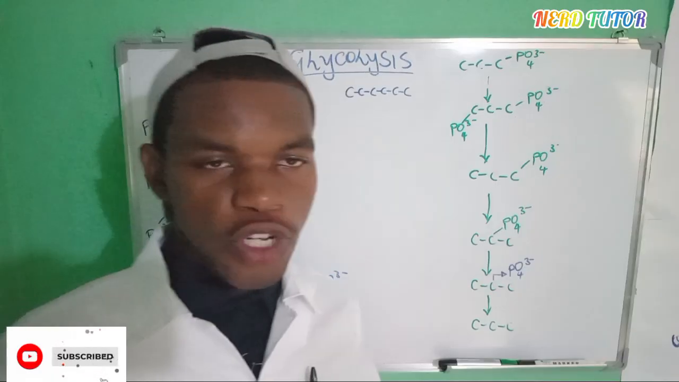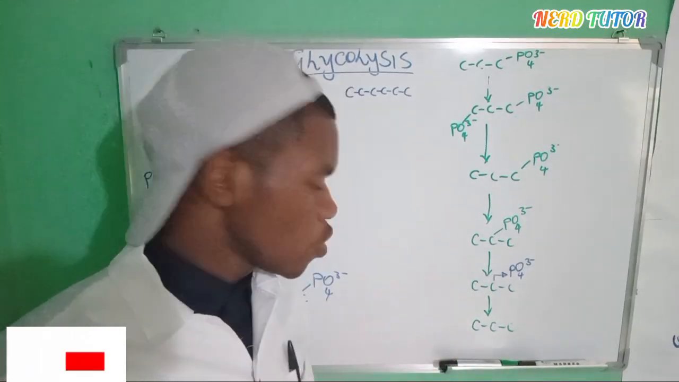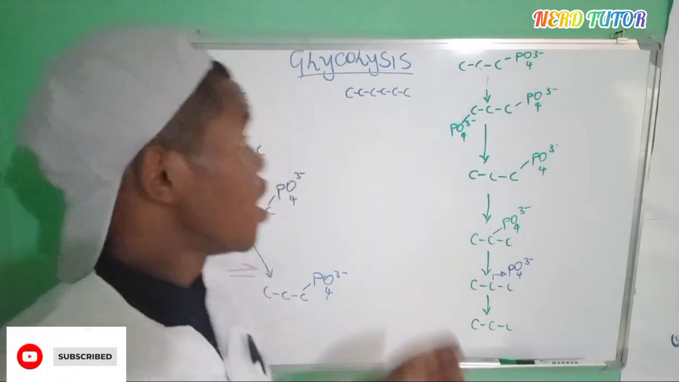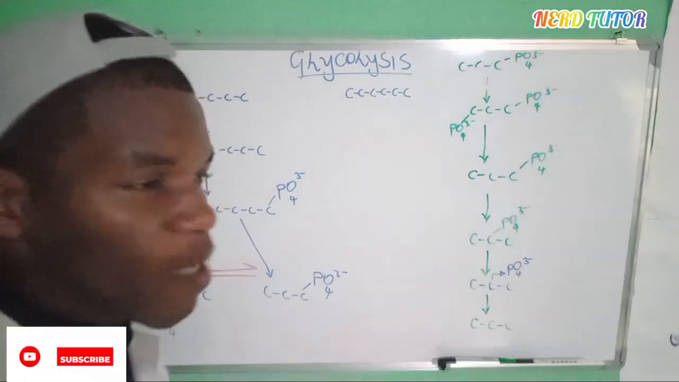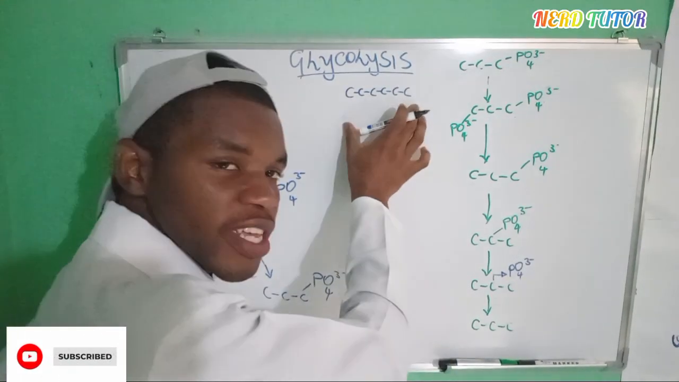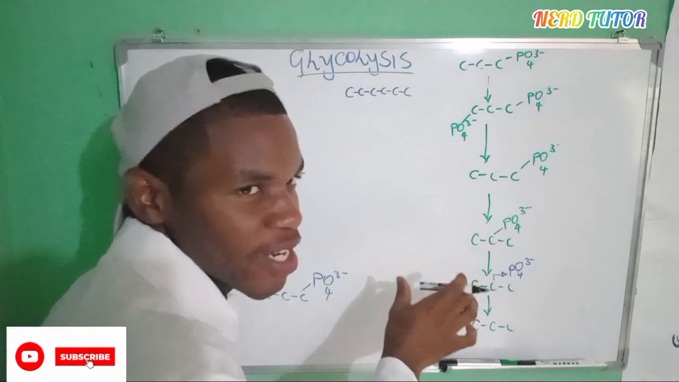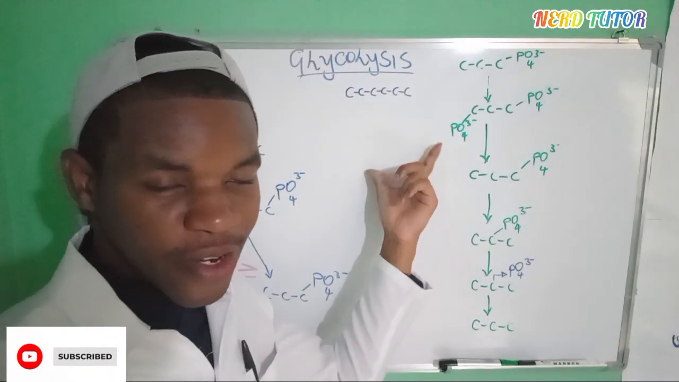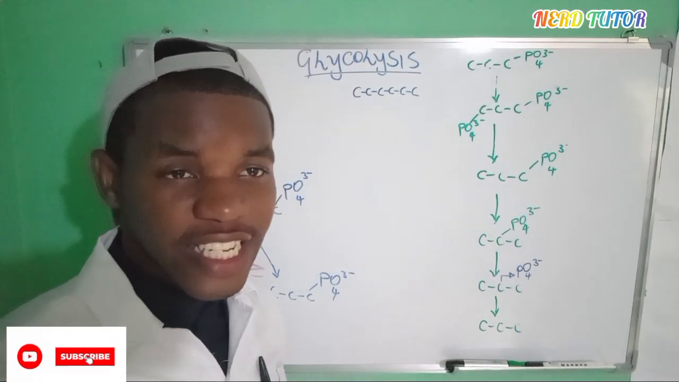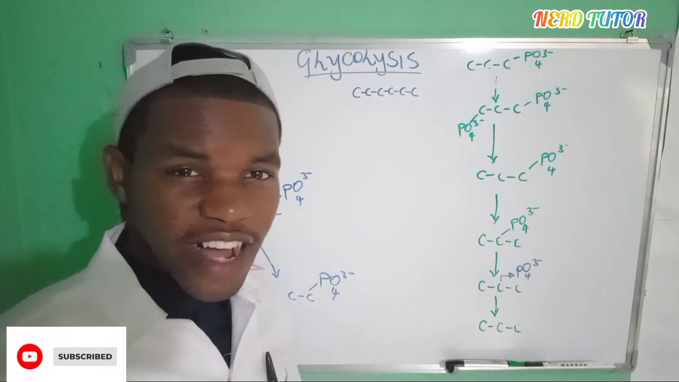So today we just want to talk about glycolysis. Glycolysis basically means the breaking down of glucose. So we have the glucose molecule here, and then we are going to break it down. The reason why we are breaking down the glucose is for us to make the what? The ATP.